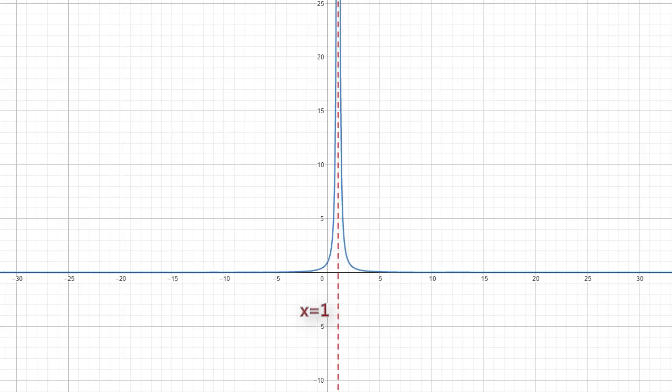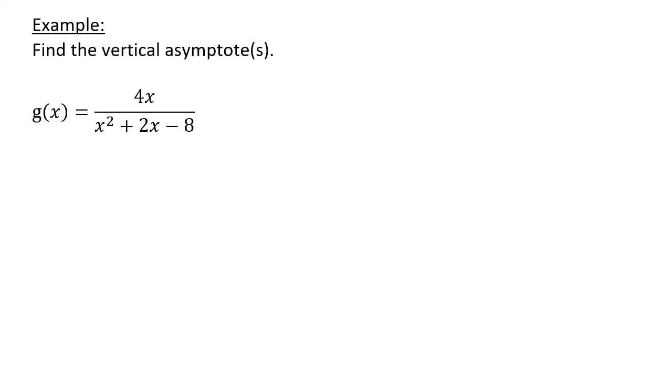We have a vertical asymptote at x equals 1. We want to find the vertical asymptote or asymptotes of g of x, which equals 4x divided by x squared plus 2x minus 8. So we have factored this before. It equals 4x divided by the linear factors x plus 4 multiplied by x minus 2. So the zeros of the denominator are when x equals negative 4 and when x equals positive 2.